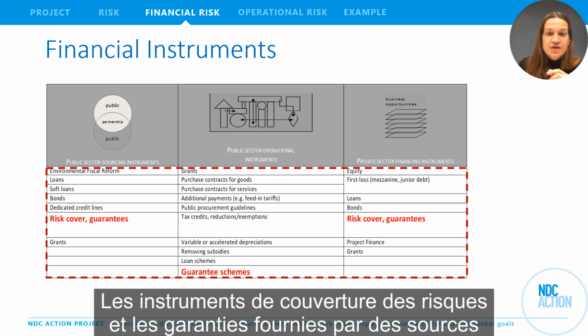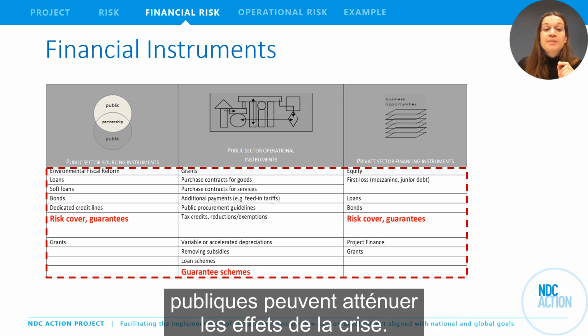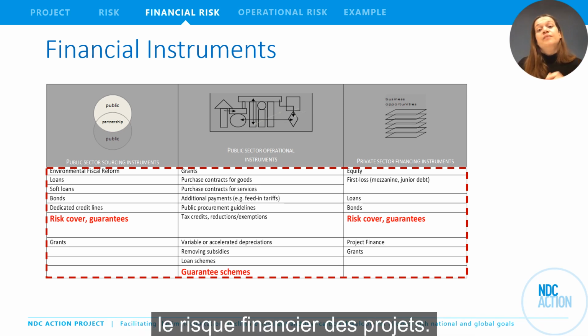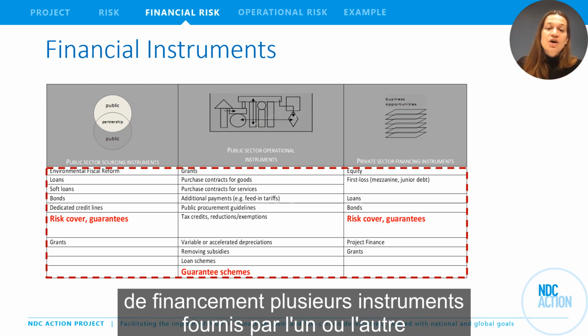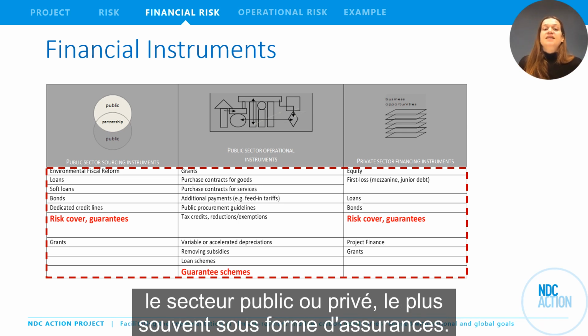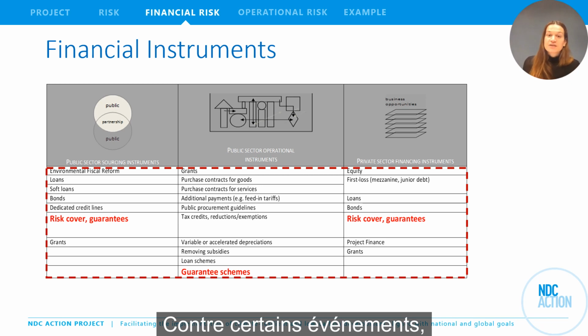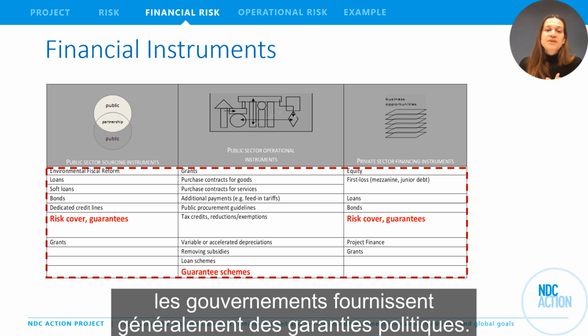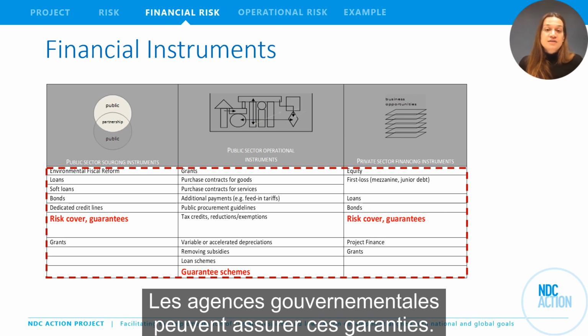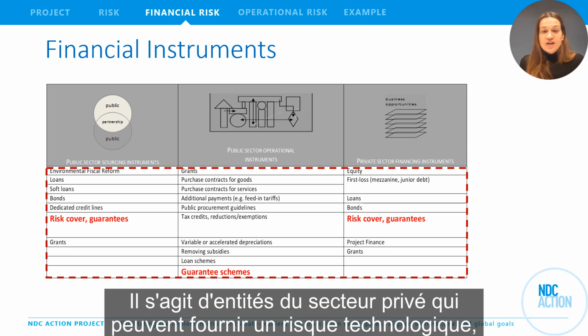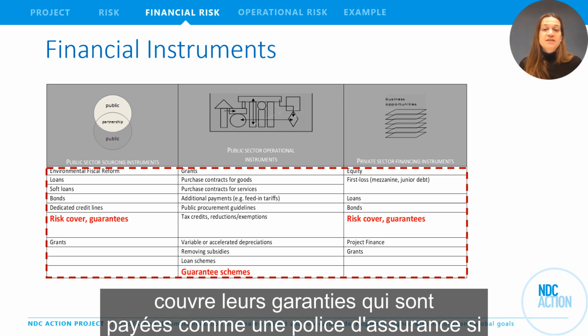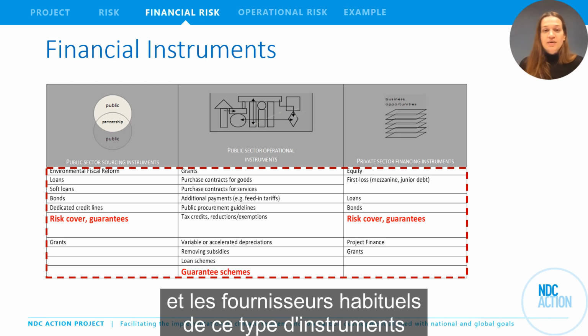Risk cover instruments and guarantees provided by public sources can mitigate the financial risk of projects significantly. Provision of guarantees reduces the cost of financing. Several instruments are provided by either the public or the private sector, most often in the form of insurances against certain events. Governments will typically be providing political or policy guarantees. Government agencies may be insuring such guarantees. There are private sector entities that may be providing technology risk covers. There are guarantees that are paid for, like an insurance policy if you take them out.